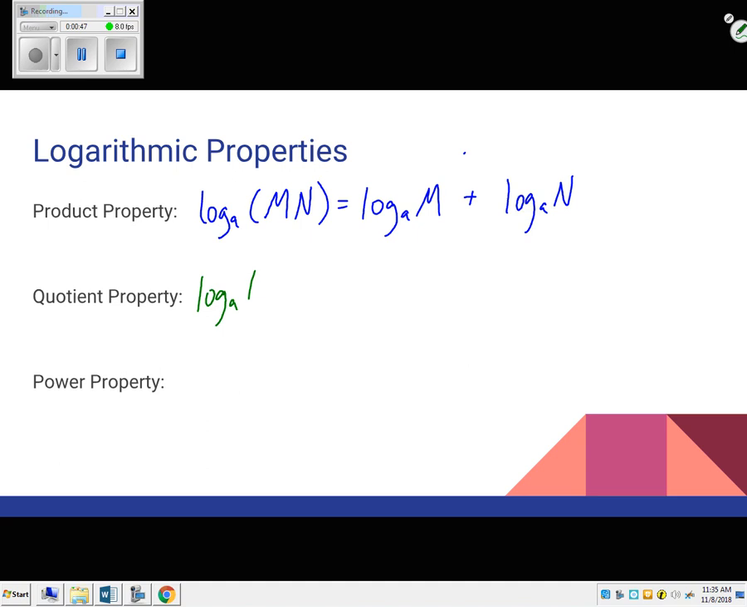I'm going to have log base A of m divided by n. So I can take log base A of m and log base A of n. But this time, since it's a quotient, I put a minus sign in between.